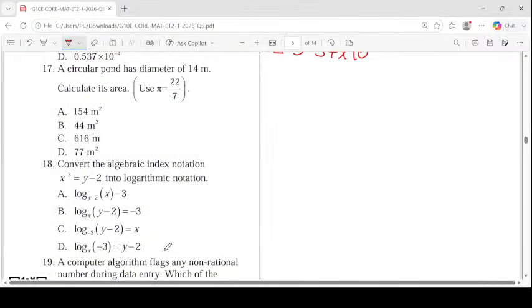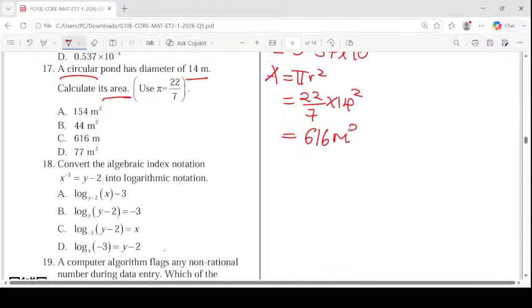Question number 16. We've multiplied that by 14 squared. When you multiply this by 14 squared, so 22/7 by 14 squared, you exactly get 616. It is area, so it should be 616 square meters, which should be choice C for cat. 616 square meters as the correct answer for that particular question.